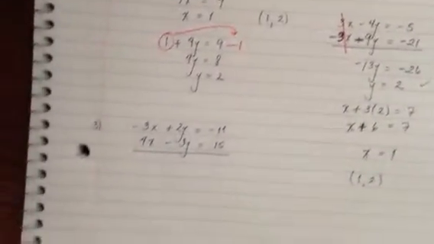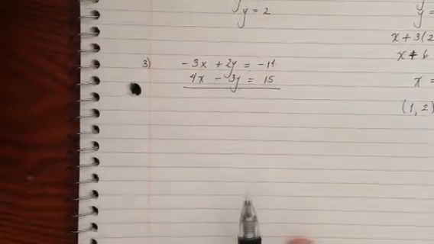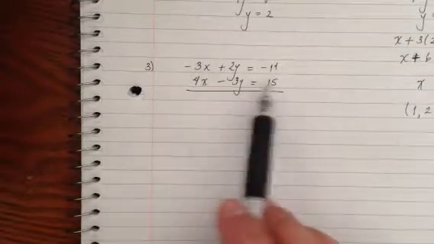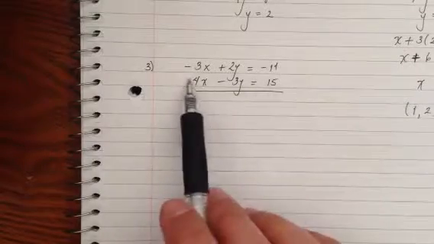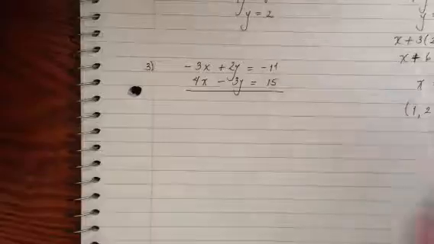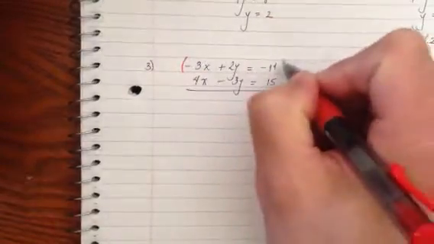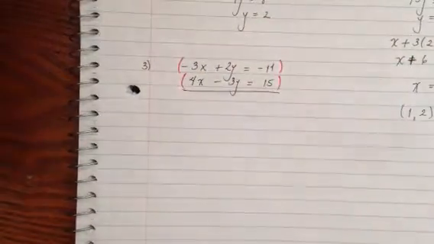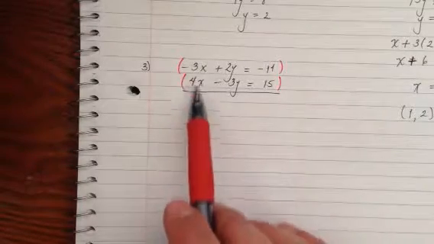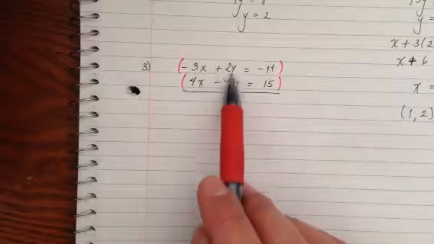Alright, let's do one more, which is a little bit more challenging. And your professor will definitely have you guys do these. Now, if you notice, nothing cancels out. And what I'm going to have to do in this one is multiply both equations. How do I do that? Well, I got to pick the least common denominator. I could either cancel out the x's or cancel out the y's.